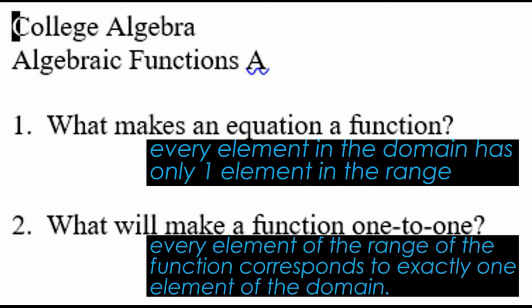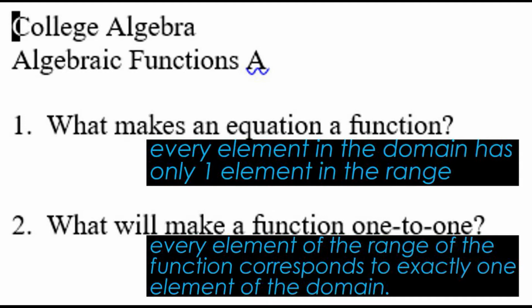Second one, what will make a function one-to-one? So this is the exact opposite of that. Basically, it says every element of the range of the function corresponds to exactly one element of the domain. So you can't have multiple inputs leading you to the same result. So you can't plug in a 5 and a 10 and have both of those equal a 3. You can't do that. And you'll see through the examples kind of what that looks like.